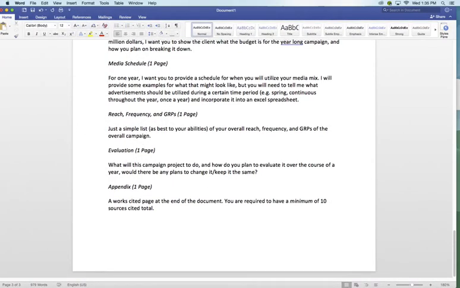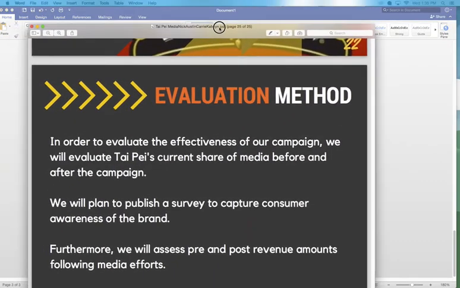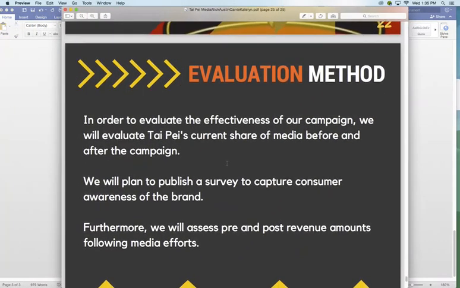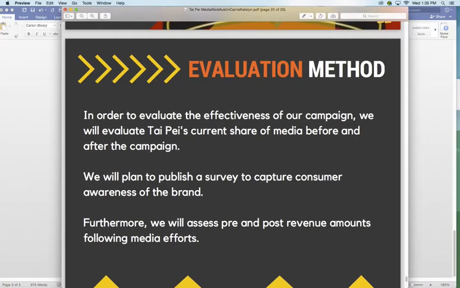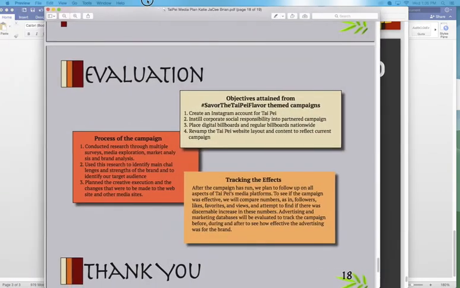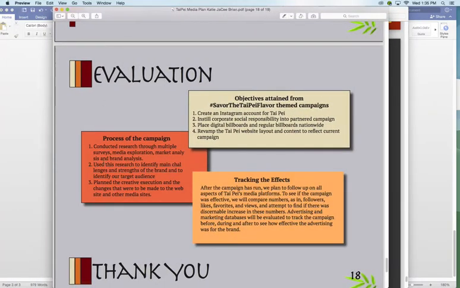The last thing is evaluation, in terms of what you plan to do here. In their case, they said, we're going to do a survey and we're going to do pre and post revenue amounts to maximize effort. And this was another example. Again, they mentioned interviews. They managed their creative executions, that sort of thing.